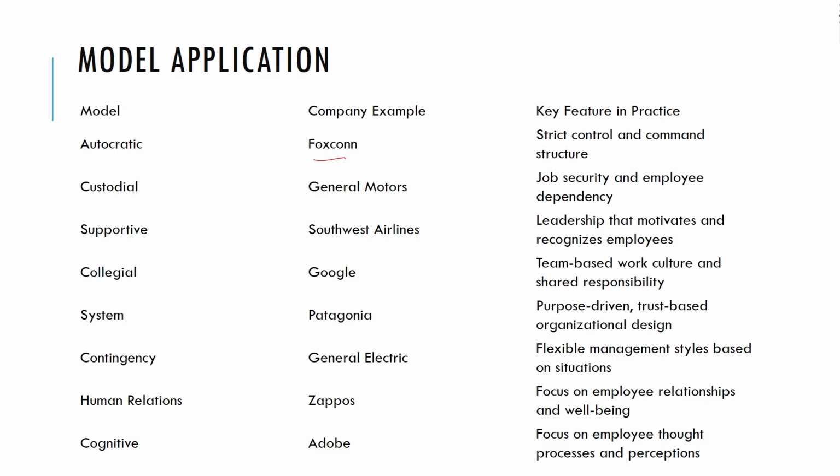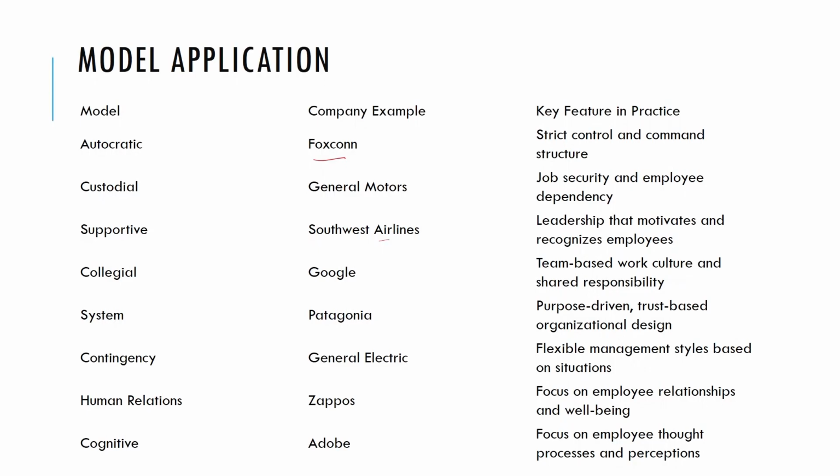The custodial model is usually being opted by General Motors. Then we have the supportive model, where Southwest Airlines follows this model. Google is more towards collegial because their teamwork is of more importance. Then we have Patagonia, where the system style approach is being used as they are purpose driven and have a trust based organizational design. The contingency model is usually being taken up by the General Electric company, where they are more towards a flexible management style based on their situation.